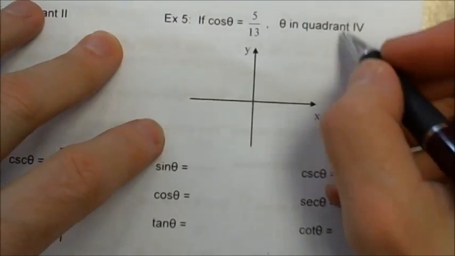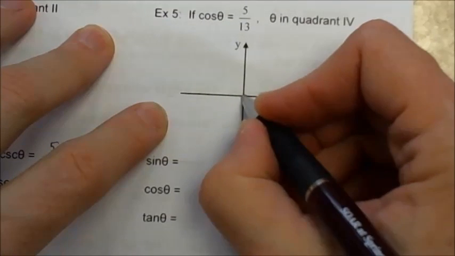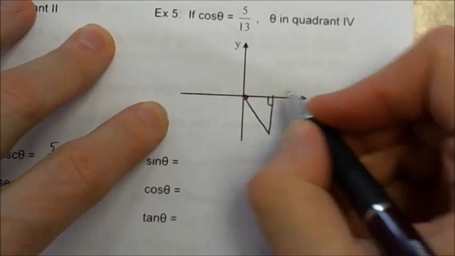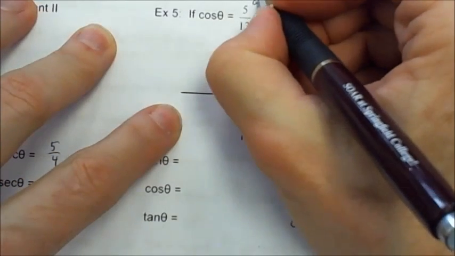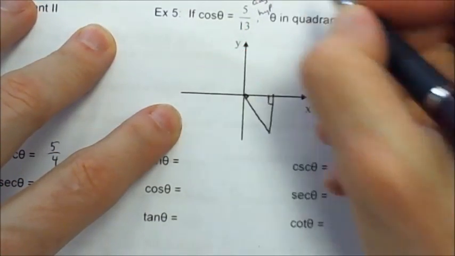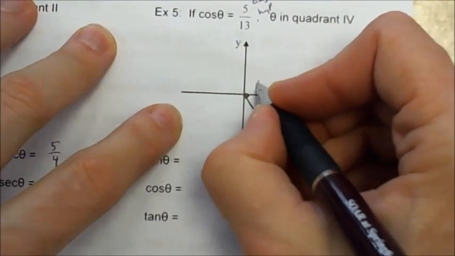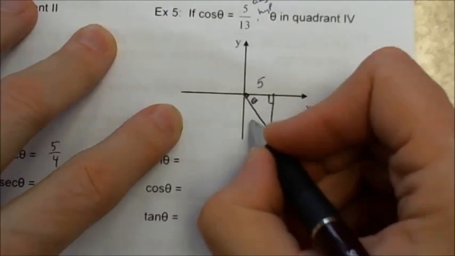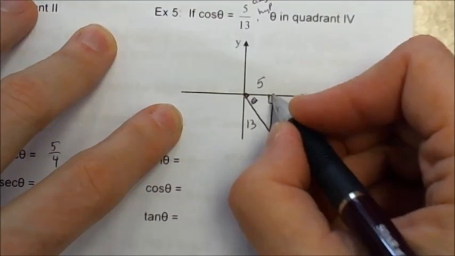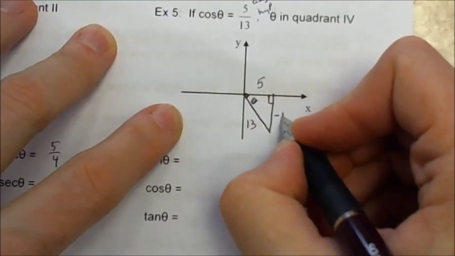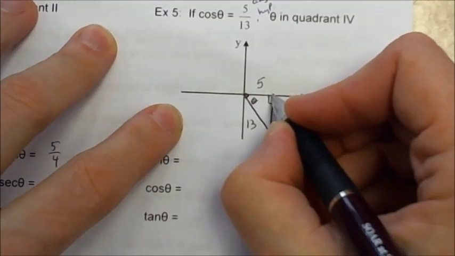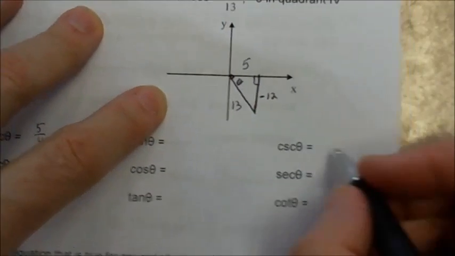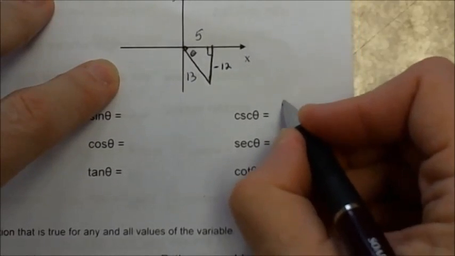And last but not least, we have a quadrant 4 angle. So we're going to come straight down here, drop our perpendicular. Cosine is adjacent over hypotenuse. So the adjacent is 5 to that angle. Here's theta. The hypotenuse is 13. This is a 5, 12, 13 triangle. I think we've already done that in a previous example, but because we're coming down from the x-axis, it's a negative.